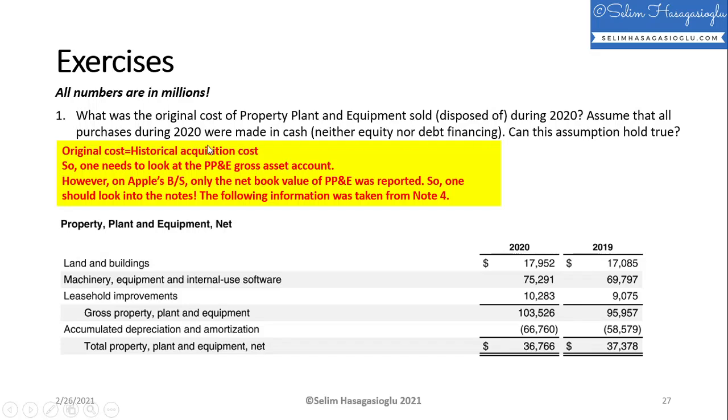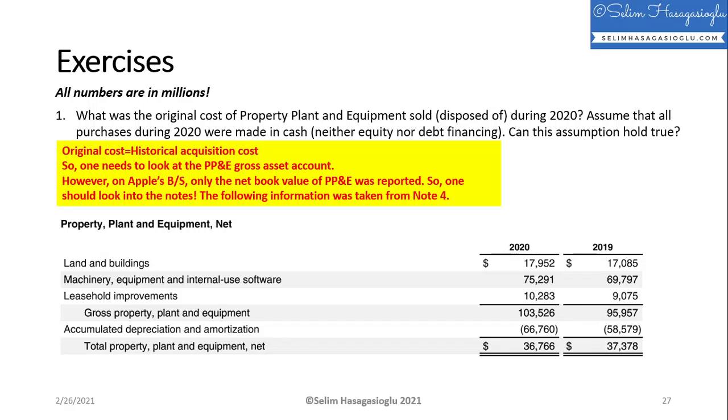Assume that all purchases during 2020 were made in cash, neither equity nor debt financing. And I am also asking whether this assumption can hold true. So when we talk about original cost, we are actually implying the historical acquisition cost, the value of the asset when the acquisition was made.